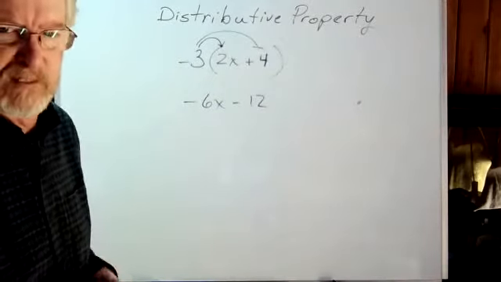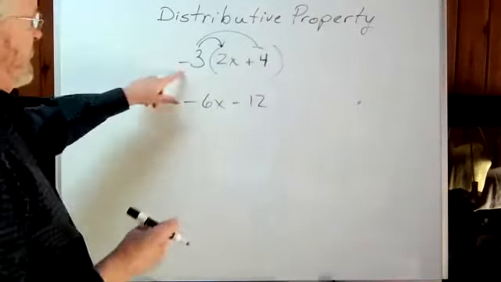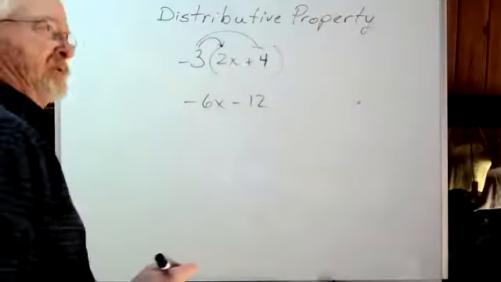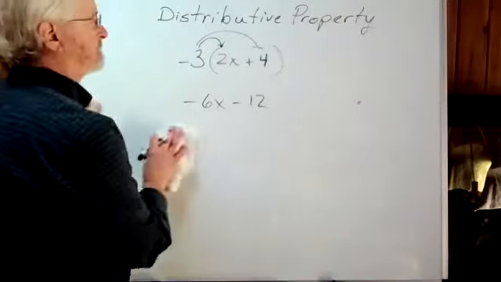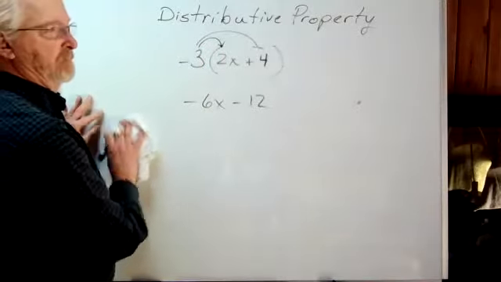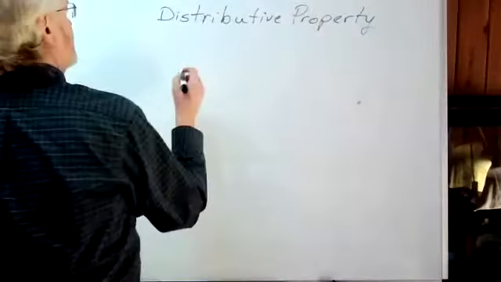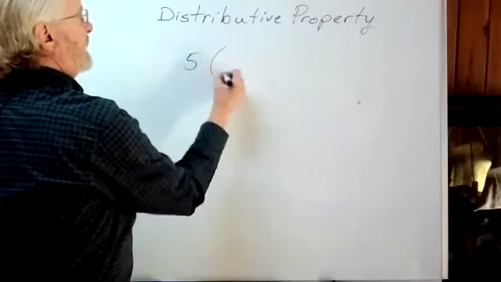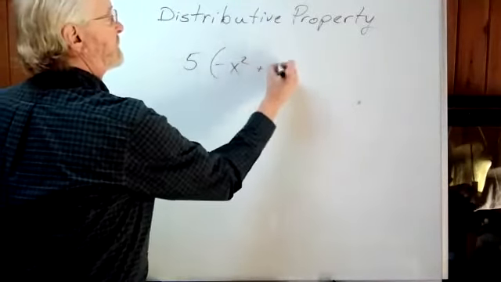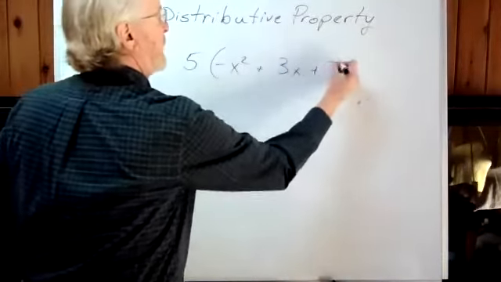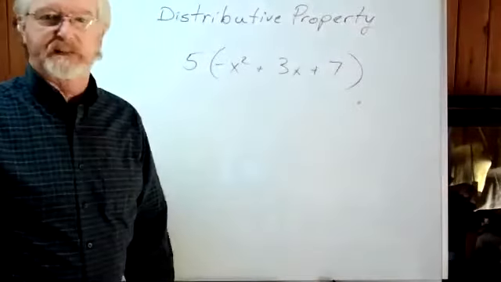All right, does that look okay? So it was a negative times each of those values inside. No matter what's inside, how many terms, what might be inside there?